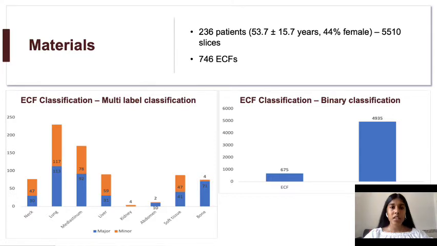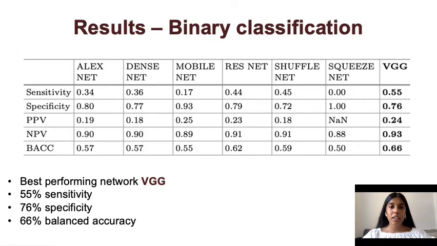To perform the detection and identification of the extracardiac findings, data acquired from 236 patients was used, which resulted in 5,510 slices, and a total of 746 extracardiac findings were found. The image at the right shows the distribution of the extracardiac findings in the data for the binary classification, while the image at the left shows the distribution of the data between the 8 classes employed for the multi-label classification. In this table, the results obtained for the binary classification task can be seen for each of the employed 7 state-of-the-art classification networks. The best performing network was VGG, which obtained 55% sensitivity, 76% specificity, and 66% balanced accuracy.